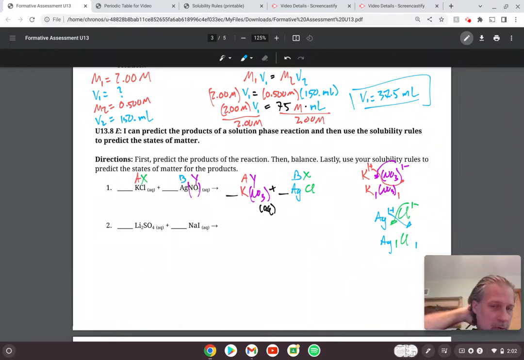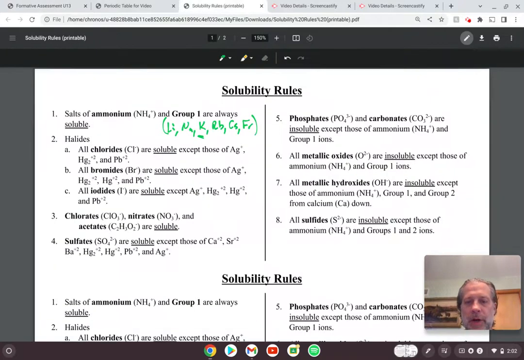And then I'm going to skip over and look at rule number 1. And then I'm going to skip over and look at AgCl. So I'm going to look at the rules for AgCl.